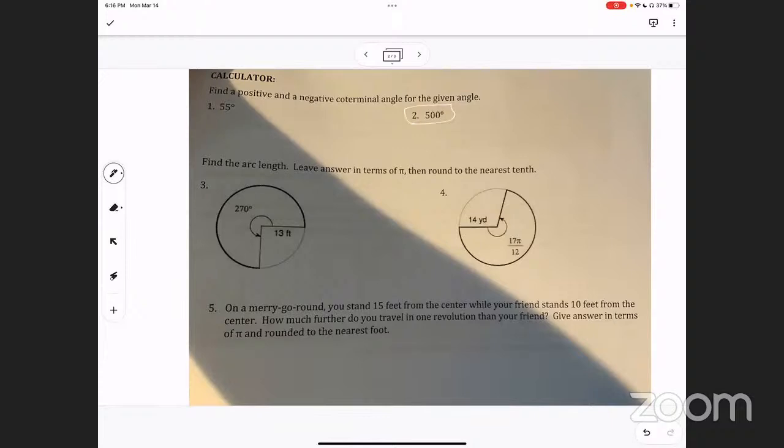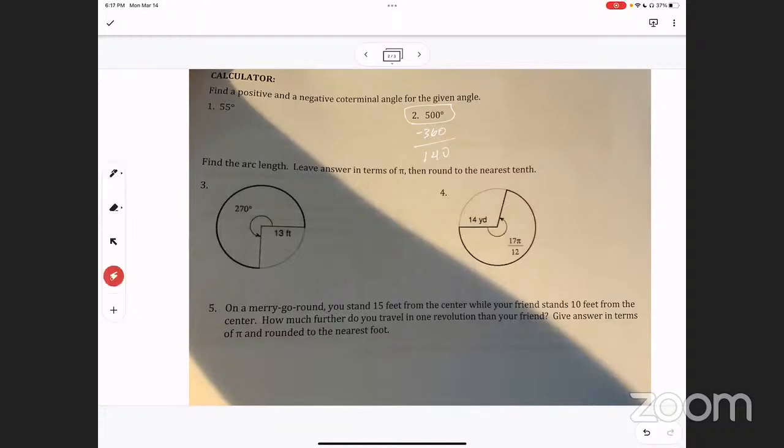Positive, you just subtract. Good, because you'll still be positive. And then that's going to be what, 140? Yeah. And then for the negative, you just subtract 360 from that. There you go. Good job.